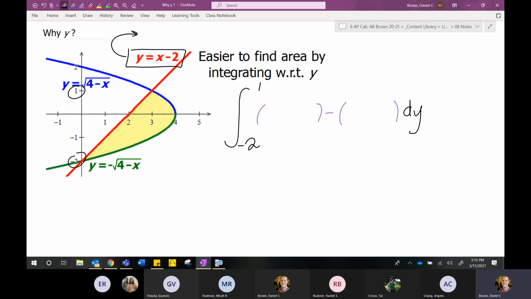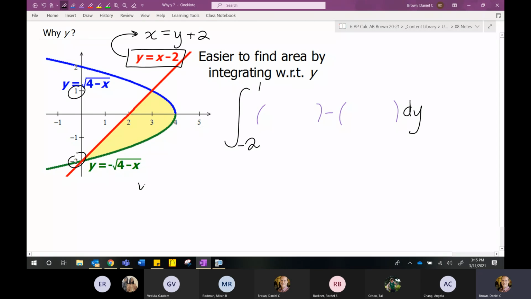Y plus 2. So basically, solve it for x. If y is equal to x minus 2, then x is equal to y plus 2. What's unique about this one, if you do it in terms of y, is that the blue graph and the green graph are basically the same equation. Why is that true? Let's think about solving it.